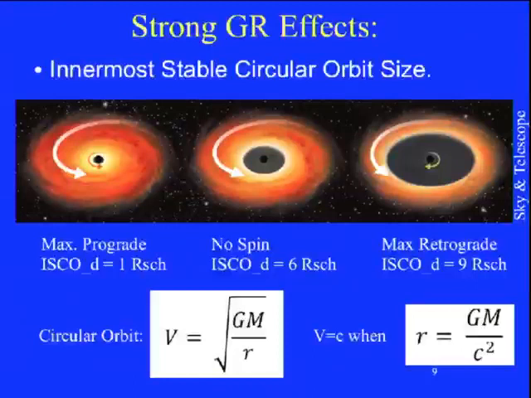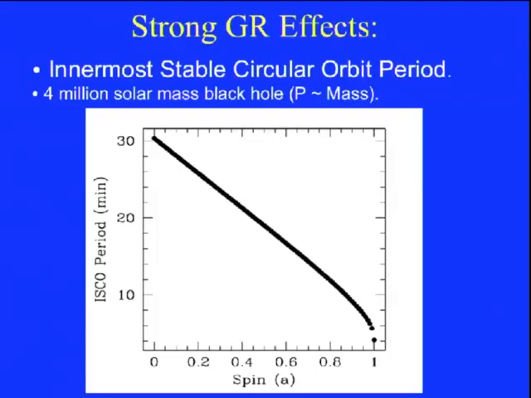So the spin of the black hole encodes how big this region is. And that'll become very important later. The last thing is that the time it takes you to orbit that black hole is also dependent on the spin. The bigger the spin of the black hole, the shorter the period. And for the supermassive black hole at the center of the Milky Way, which is about 4 million times the mass of our sun, this ranges from 30 minutes to 4 minutes. Every 4 minutes, something can orbit this impossibly large and massive black hole.